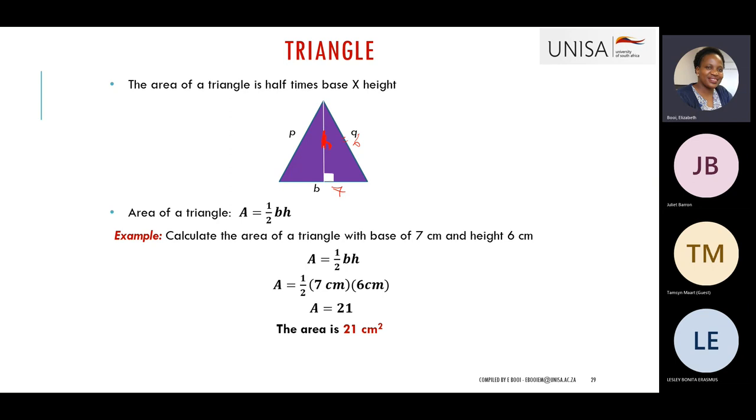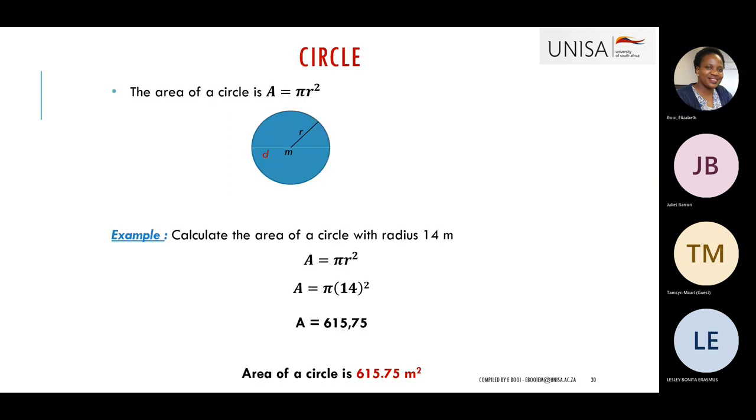And that is a triangle. For a circle, we use pi r squared. So this is for a full circle. We use pi r squared. Remember, r is your radius, d is your diameter, and pi is the function on your calculator.